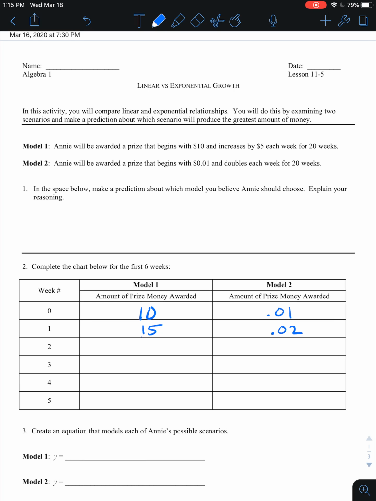The answer key is going to be posted on Canvas. And there is a homework 11.5 that you are going to complete in your homework packet. So you're going to work through this, you're going to check your answer at the end of the day, and then you're going to do the homework and submit that also by the end of the day. And all submissions are due at 2:30.